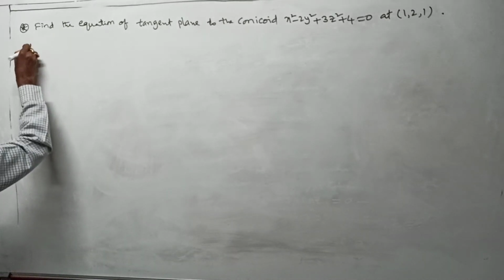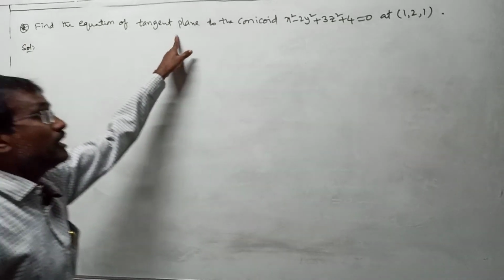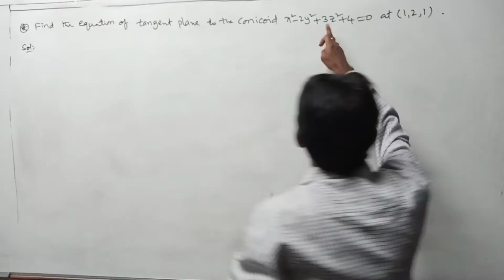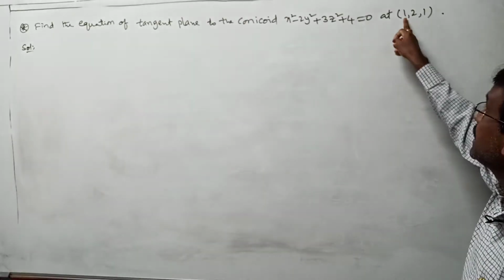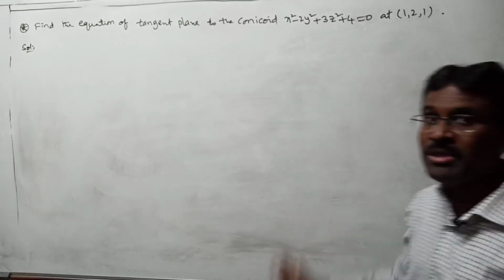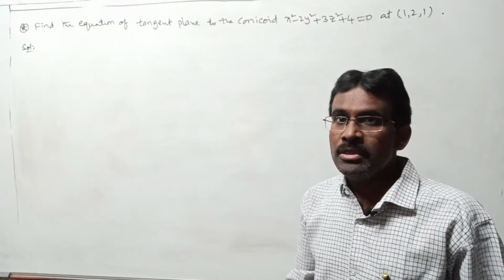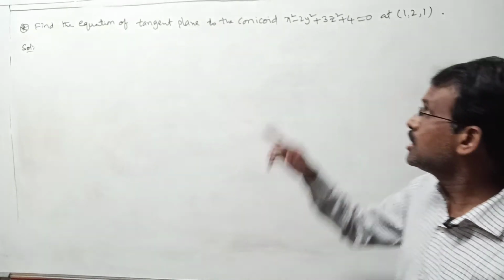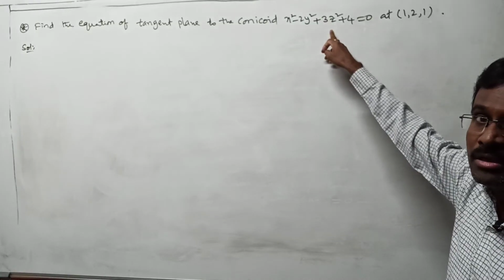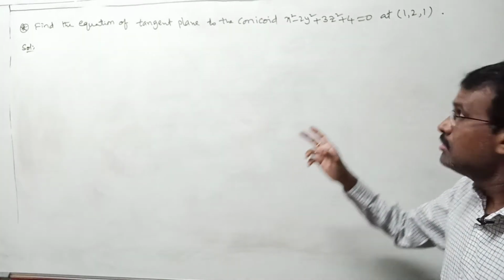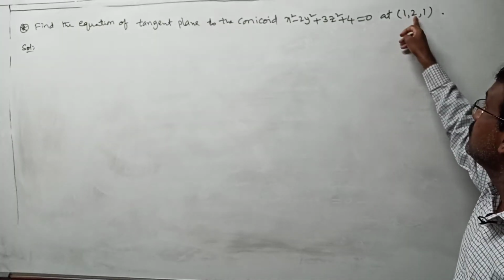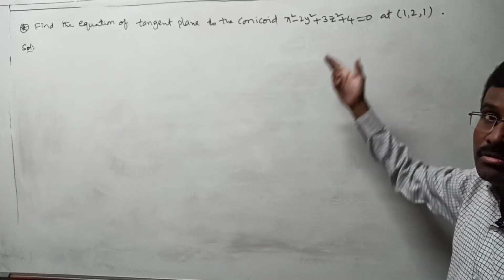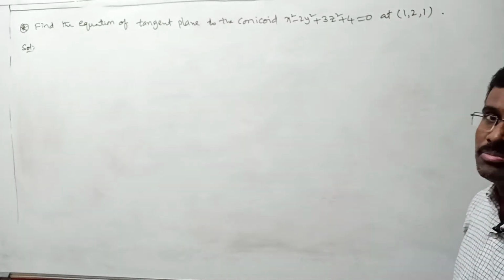Yes. Here they want equation of tangent plane. Take this is S equal to 0. This point you can take as x1, y1, z1. Simply what we have to find? Equation of tangent plane means what? S1 equal to 0. Take S1 condition according to your given conicoid. Take S1 equal to 0. There substitute x1 1, y1 2, z1 1. You get your required tangent plane. That is the concept here.